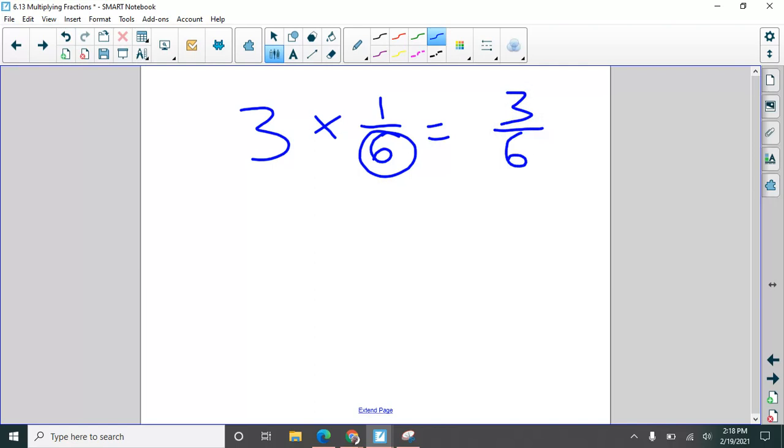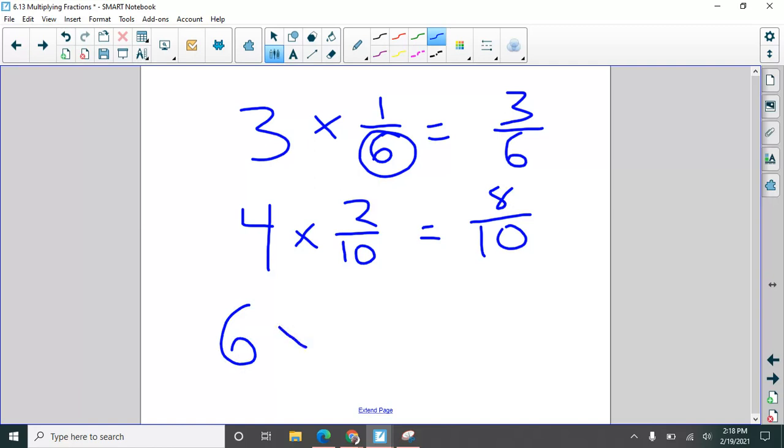If I change the numerator, it doesn't change what I do. 4 times 2/10. Well, I need to keep my 10 as the denominator. 4 groups of 2/10: 2/10 plus 2/10 plus 2/10 plus 2/10, or 4 times 2 equals 8/10. How about one for you? How about this? What would that be? Yeah, 6/8, which we could reduce to 3/4.